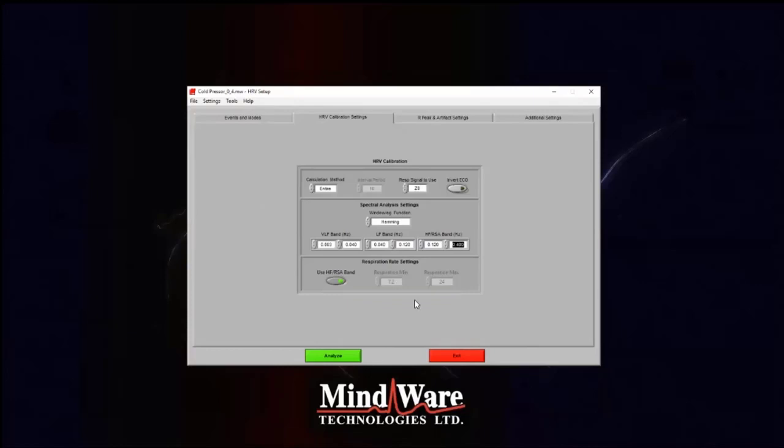So 0.12 to 0.4, if we actually look at this, is based off a 1 minute cycle. If we multiply these specific frequencies times 60, we actually get a rate. So we would get 7.2 to 24. They need to fall within 7.2 breaths and 24 breaths within a 1 minute period. It will automatically scale that down if you're looking at 30-second or 60-second epochs.